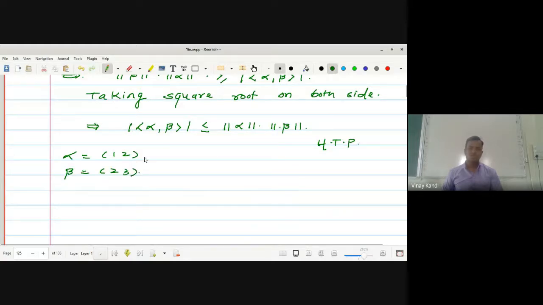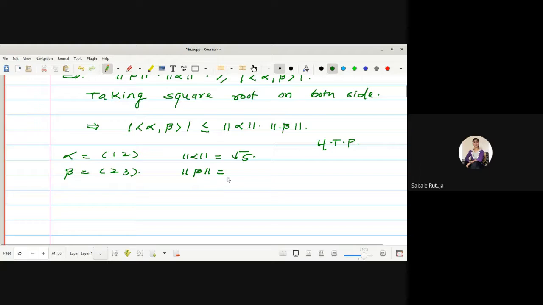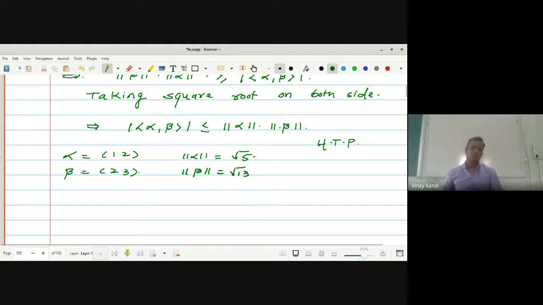Okay, what is the norm of alpha? The length of this vector from the origin: square root of 5. Norm of beta: square root of 13. The product of these two: norm of alpha into norm of beta is equal to square root of 5 into square root of 13, which is equal to square root of 13 into 5. Okay. What is the inner product of alpha beta in R2?